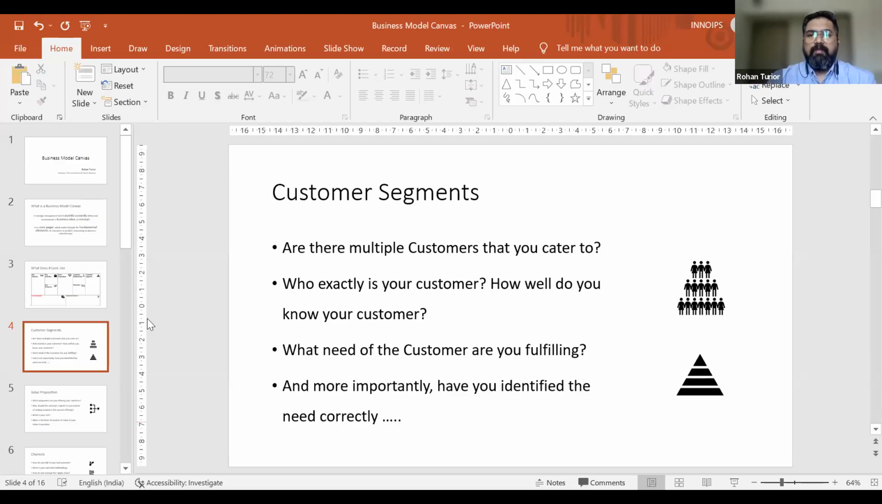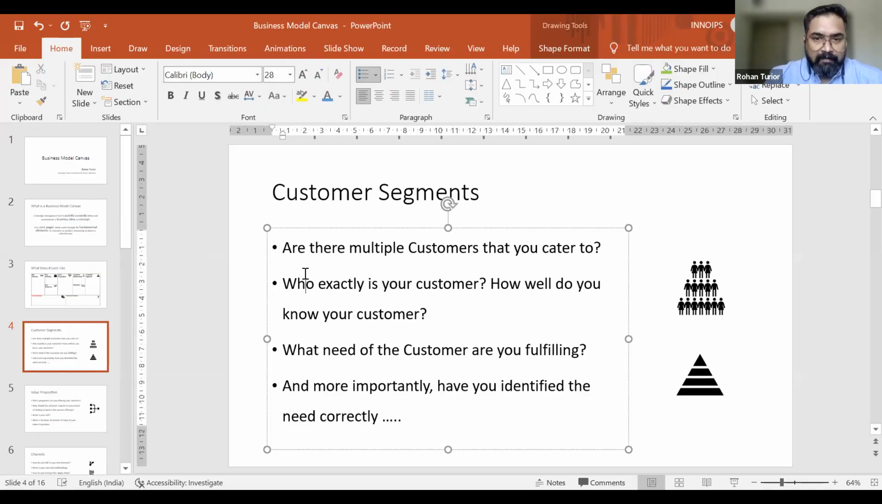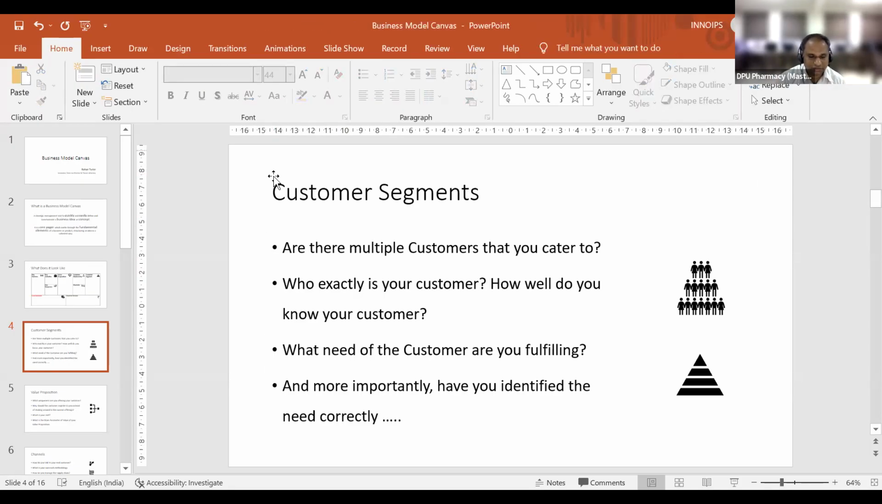So, when we talk about customer segments, what do you understand from the words customer segments? Any idea? Because I can keep talking about it, but I would like to understand what exactly you would understand when I start talking about it. Anybody who would like to answer this? Participants can unmute themselves and interact.